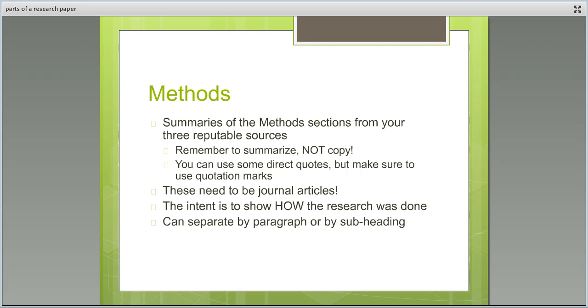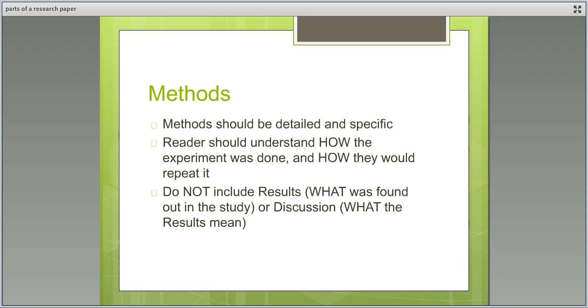So the intent of the methods is to show how research is done and provide specific details to the reader. You can separate by paragraph or by subheading for each of your articles, kind of like we talked about earlier. Your methods need to be very detailed and very specific. A reader should understand how the experiment was done and how they would repeat it. You do not include results or what was found out in the study, and you just stick to how the experiments were done.